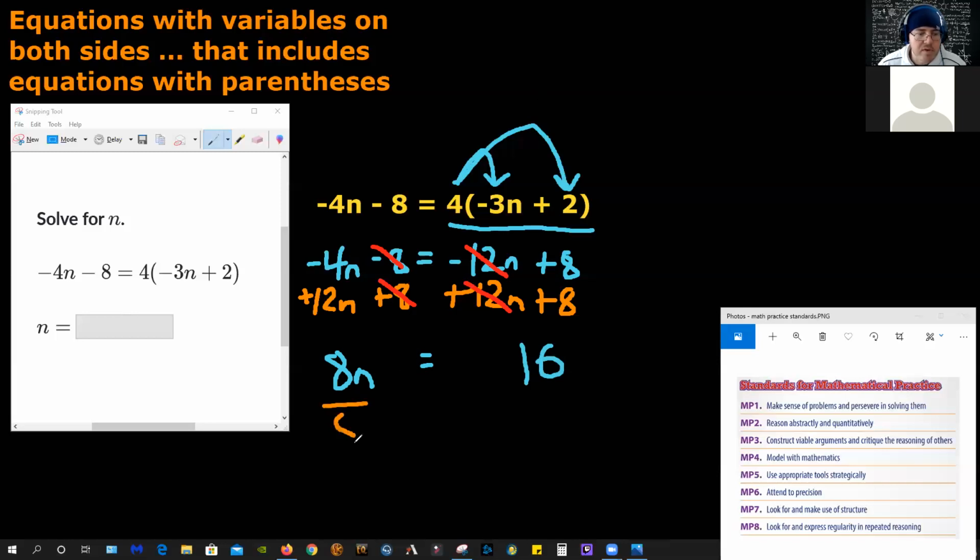So now I would divide both sides by 8. And we get 1n equals 2. Because as we all know, 8 divided by 8 would be 1, and 1n is just the same as just saying n. So that would be equal to 2.